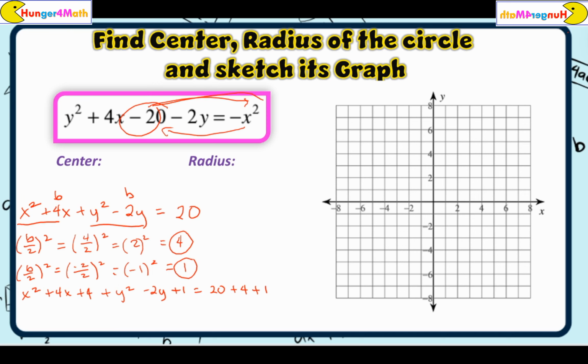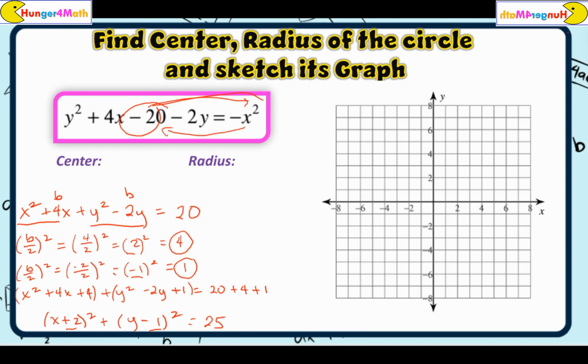Alright, and now completing the square for both x and y. So the x will be (x plus 2) squared, and then plus, for the y it will be (y minus 1) squared. If you're going to notice, this positive 2 and minus 1 are from here. Then equals 20 plus 4 plus 1, which is 25.